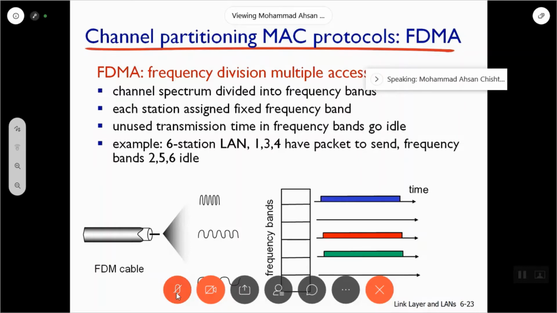Is this part clear? Any question? I hope you understand the difference between FDMA and FDM. In the physical layer, if we see, there is no multiplexer in FDMA because the data link layer tells the physical layer to do this multiplexing.